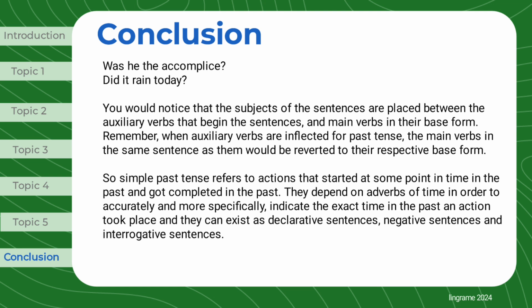Remember, when auxiliary verbs are inflected for past tense, the main verbs in the same sentence as them would be reverted to their respective base form. So simple past tense refers to actions that started at some point in time in the past and got completed in the past. They depend on adverbs of time in order to accurately and more specifically indicate the exact time in the past an action took place, and they can exist as declarative sentences, negative sentences and interrogative sentences.